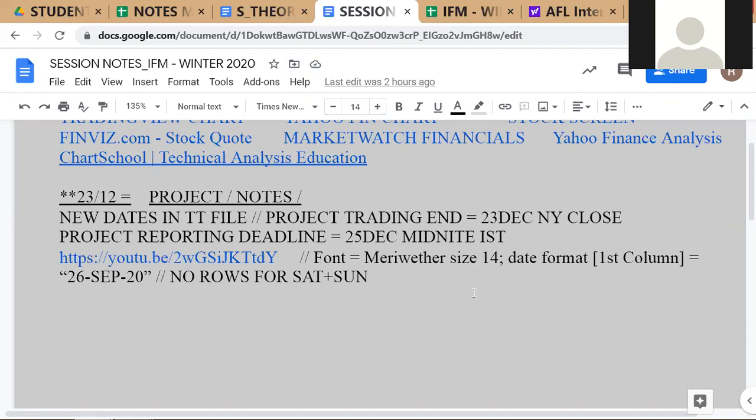The type, font, size, date format, it should be the date. There should be no rows for Saturday and Sunday. Only trading days are to be mentioned, okay? And there's a small change in the ending date. It was earlier 24th December, now I'm making it 23rd December, because ma'am is now asking for the results one day earlier than she was asking for them earlier.